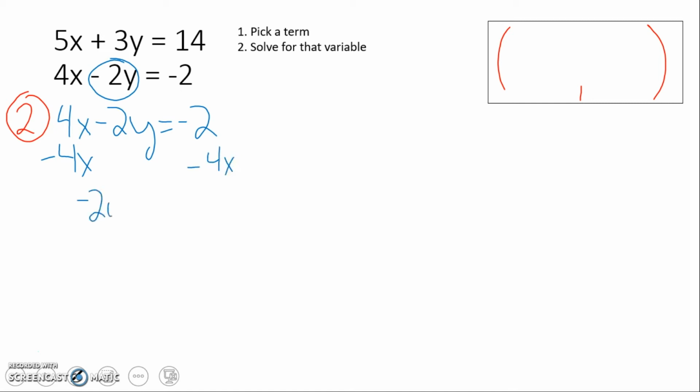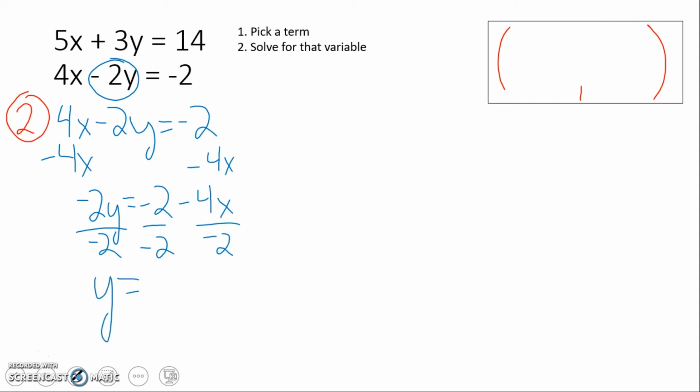Okay, negative 2y equals negative 2 minus 4x. Now remember, we're dividing each term by the negative 2. And we'll get that y is 1 plus 2x.